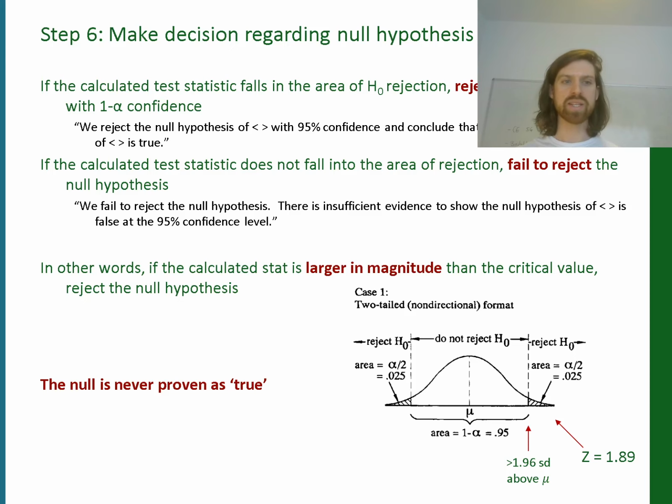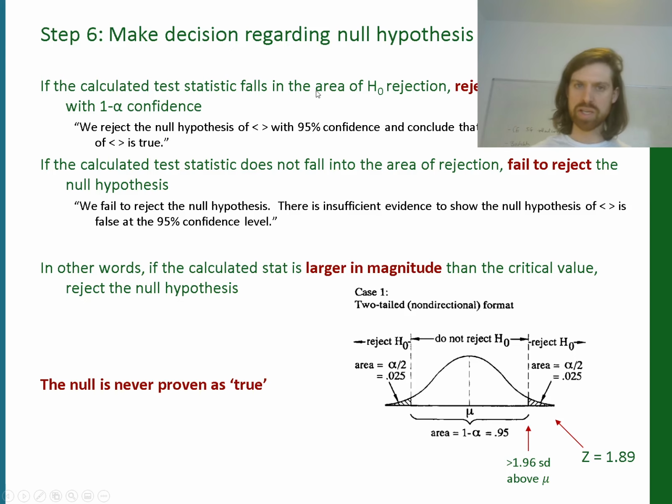So if the calculated test statistic falls in the area of rejection, then we reject the null hypothesis with a confidence level which is 1 minus the alpha value. So if we use an alpha value of 0.05, that's essentially a 5% alpha, then we would have a 95% degree of confidence in this statement that we made, okay?